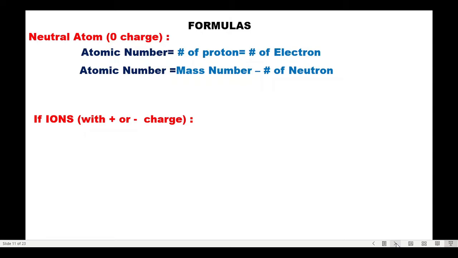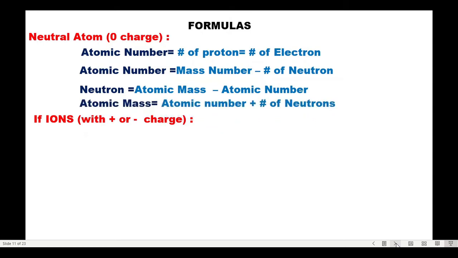How about the atomic number? Ayan, meron pang isa. Pwede mo rin siyang makuha through mass number minus neutron. That's the other formula in getting atomic number. If you're finding neutron naman, atomic mass minus atomic number. Okay? In neutral atom. But if it is ion, which means either cation or anion, ay meron pa palang isa, atomic mass. So, to get the atomic mass naman sa neutral atom, atomic number plus number of neutrons.